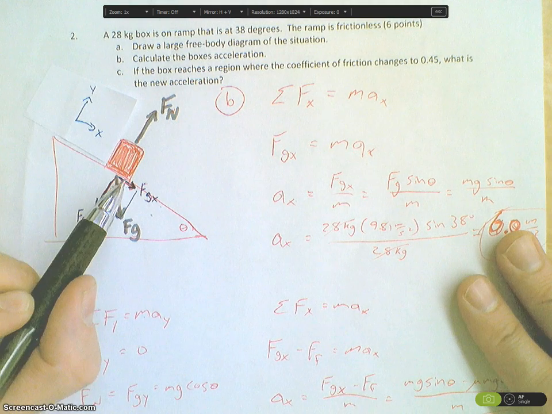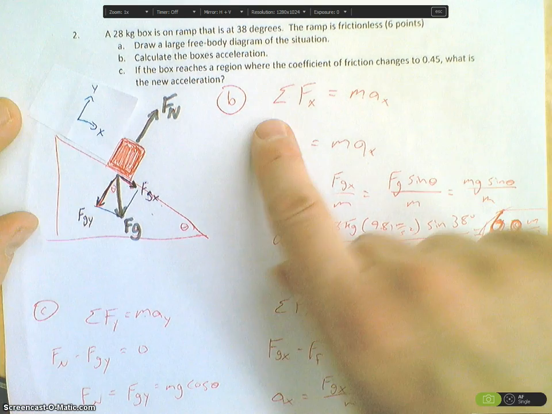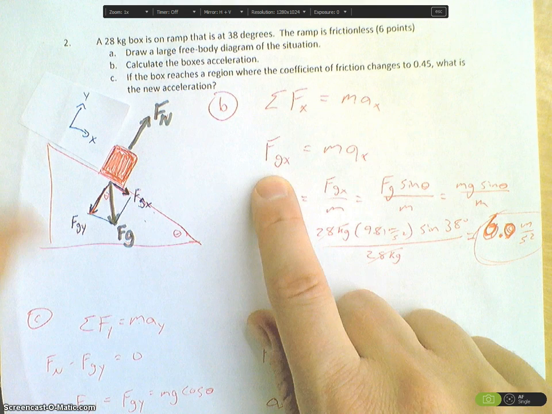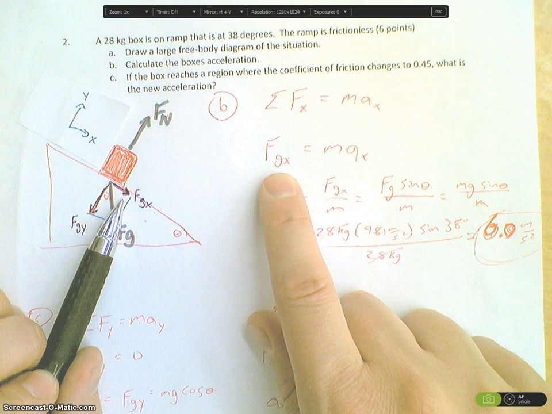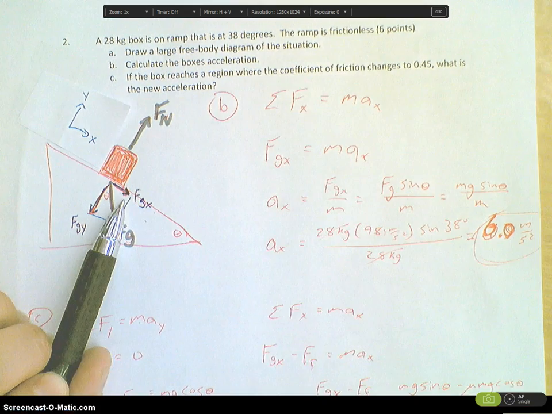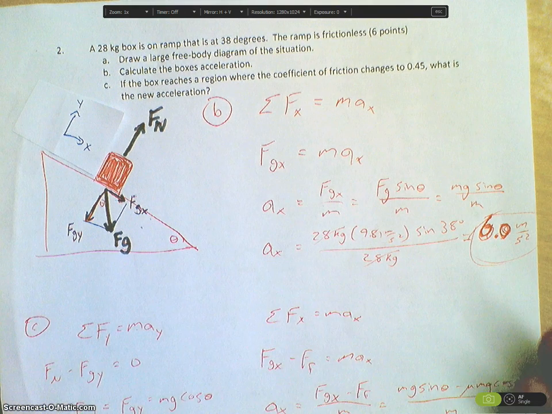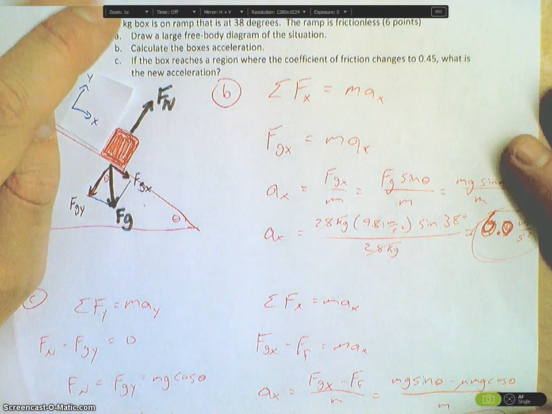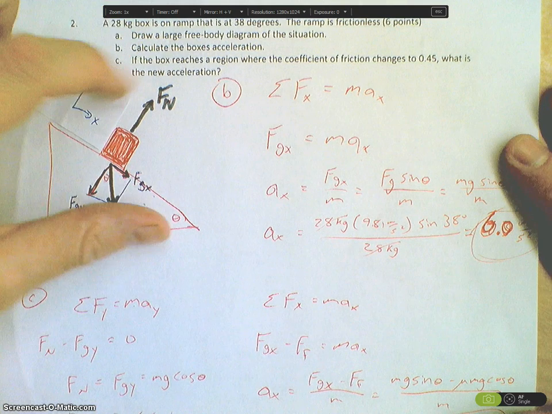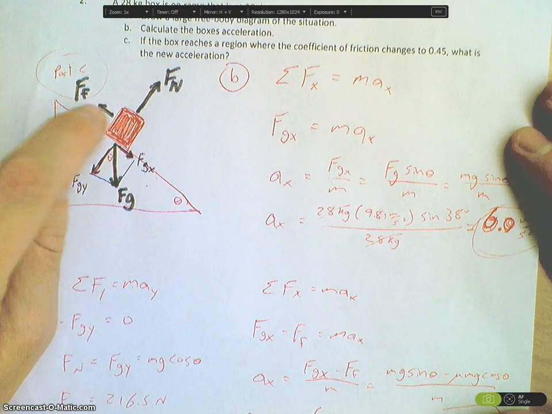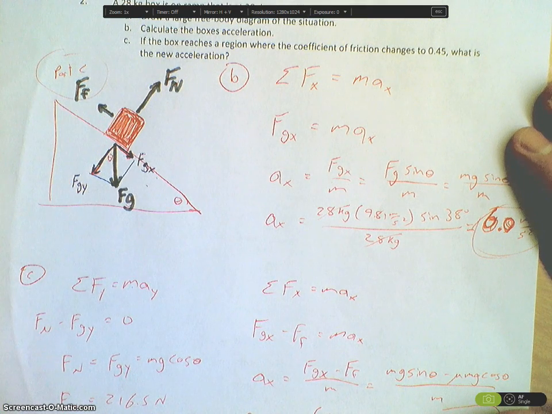The box is accelerating down the ramp. So I look at the forces in the x direction. The net force in the x direction is Fgx. That causes the mass to accelerate. So we get to the solution here. Now part C says we are going to add friction. So here, I peel this away. There must be a force of friction acting up the ramp.